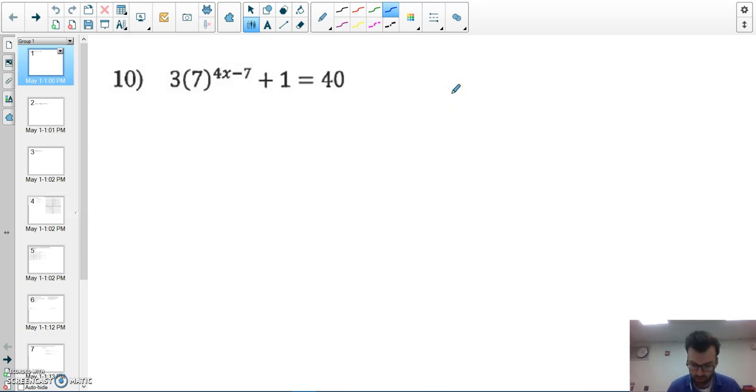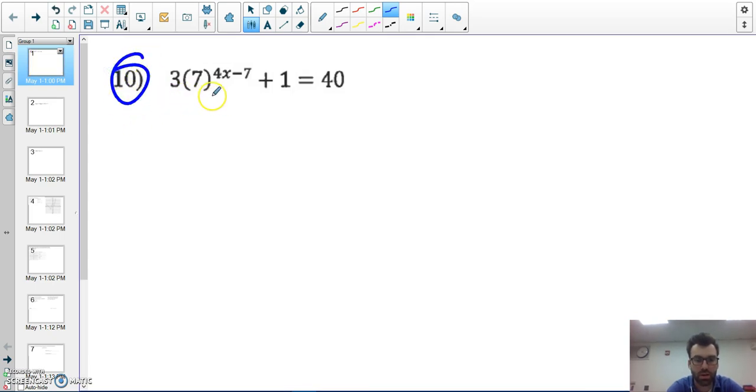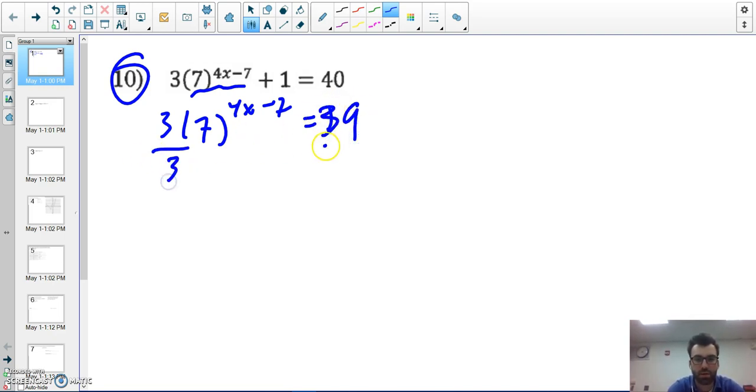We are solving cumulative review 15. Let's have some fun. I want to solve this exponential equation. The first thing I want to do is isolate this term with the exponent. So I need to subtract 1, then divide by 3. I am isolating this term here.